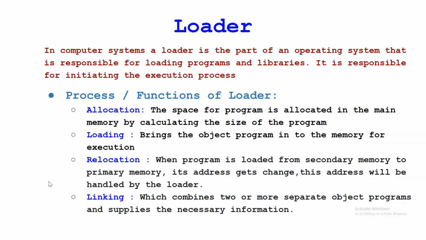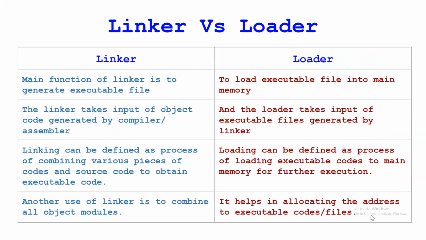I think you might have understood. Now we'll see the difference between the linker and loader. We already discussed all these points, so we just compare here. What is the main function of the linker? The main function of the linker is to generate an executable file. We have seen that the program object file and SQRT, the library object file, will be combined into the executable file. So this is the main function of the linker.